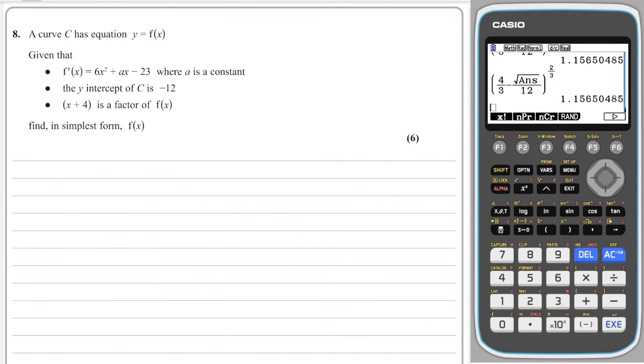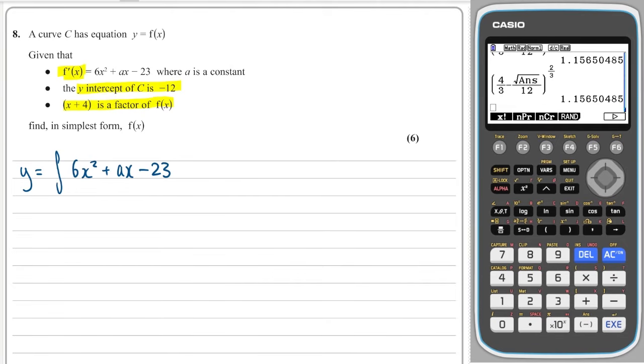Question number 8. We are given the derivative function. We're told the y-intercept. We're told that x plus 4 is a factor, so it says find f of x. Okay, so first thing I'm going to do, if I've got the derivative function, I can integrate that, and that will give me the value for y. So y is the integral of the derivative function, just in the same way that if you have an equation y equals f of x and you differentiate it, you get the derivative, or if you integrate it, you get back to the function.